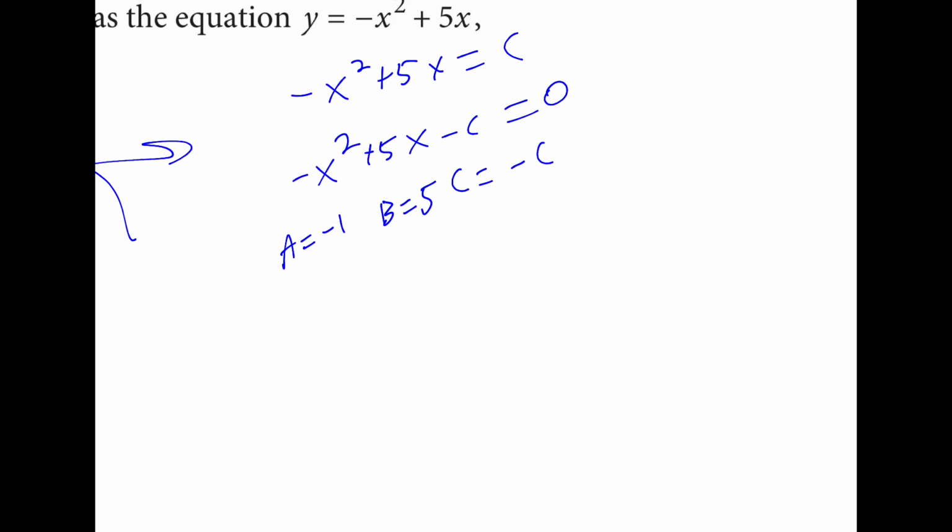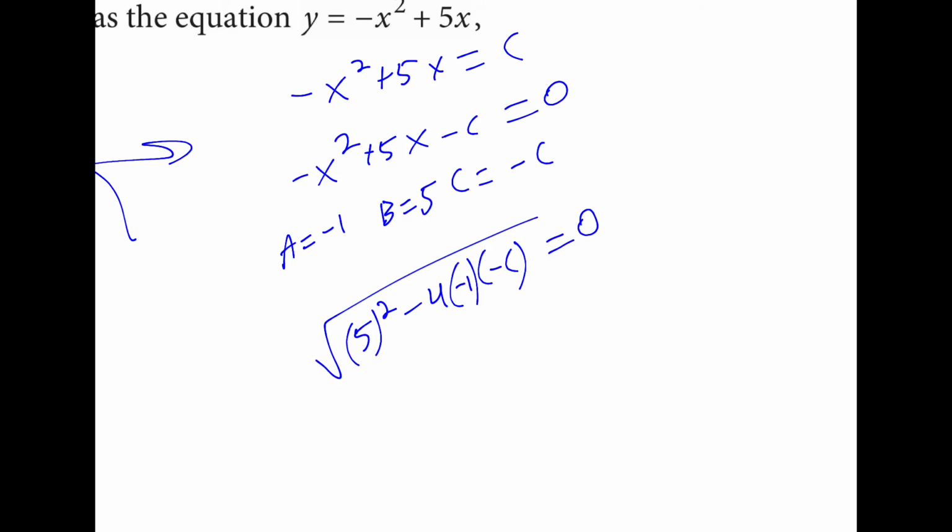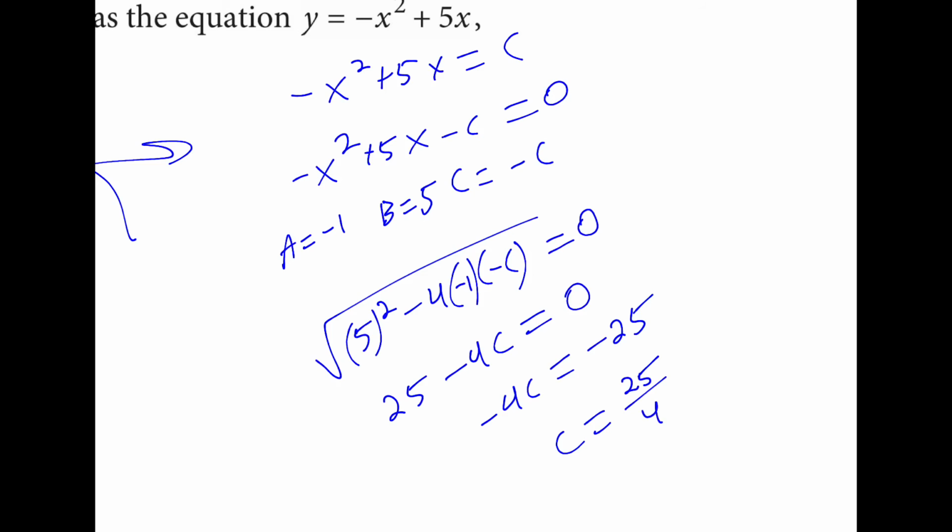And we have these 3 values. We're going to use the discriminant to find one solution. So b squared minus 4 times a times c, and this is true when it is equal to 0. So 25 minus 4c is equal to 0. Or in other words, minus 4c is equal to negative 25, or c is equal to 25 over 4. You could write that as 6.25 if you wanted to.